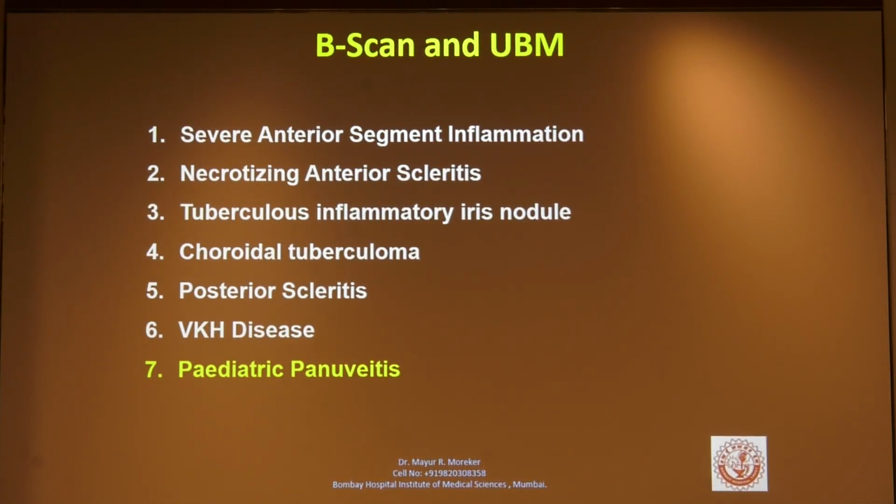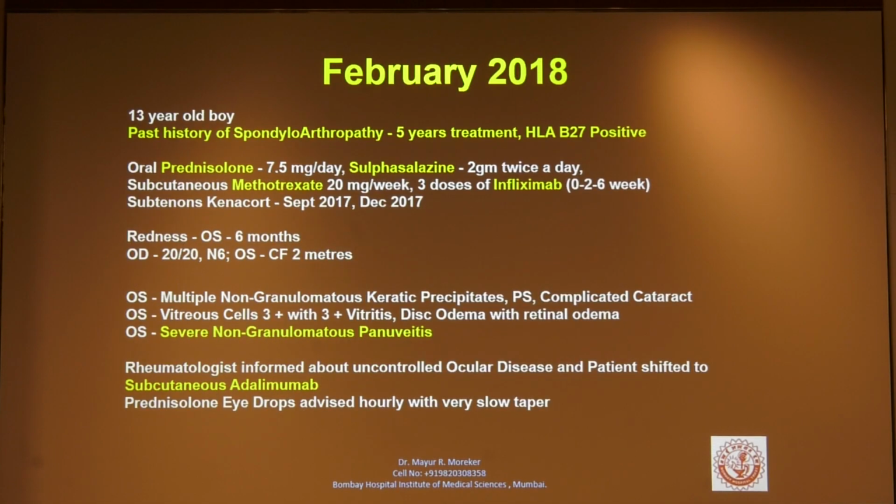Coming to the last case scenario, this is a pediatric pan-uveitis. Again, a highlight of the fact that HLA-B27 can cause a much more severe disease than one would think of. A 13-year-old boy, known case of spondyloarthropathy, HLA-B27 affected in the left eye, treated with all possible agents before coming to us: prednisolone, sulfasalazine, methotrexate and infliximab.